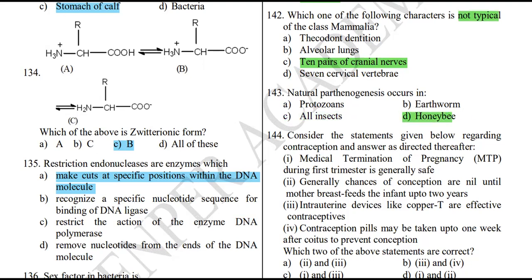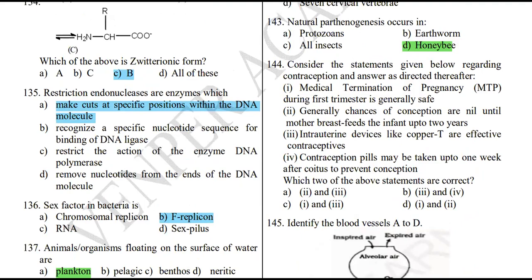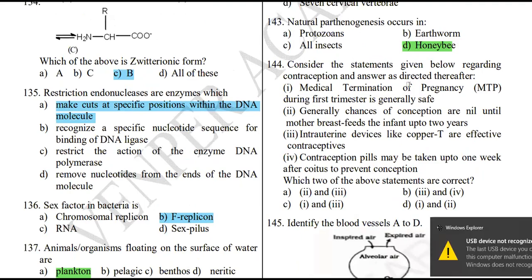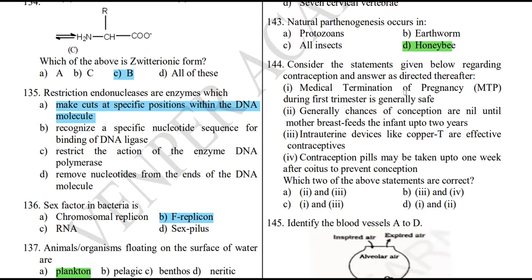Okay, the next question. Consider the statements given below regarding contraception and answer as directed thereafter. Medical termination of pregnancy. Yes, if the pregnancy termination has to be done during the first trimester, which means 12 weeks, it is very safe. So this is a correct statement. We have to answer the correct statements only, which are correct, they asked.